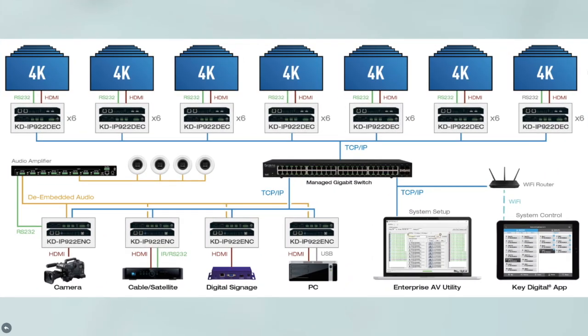Here you can see we have 4 sources feeding 4 of our IP922 encoders. They all go into our managed gigabit switch, and then we have 42 displays, each showing 6 decoders each, so 42 decoders. And then also we're de-embedding the audio out of our encoders and feeding into an audio amplifier as well. So that is all that's required of this system: our encoders, our decoders, our managed gigabit switch, as well as our iPad to control it over Wi-Fi, and a PC or laptop to help set up the system if necessary. And we'll go into that a little bit later.